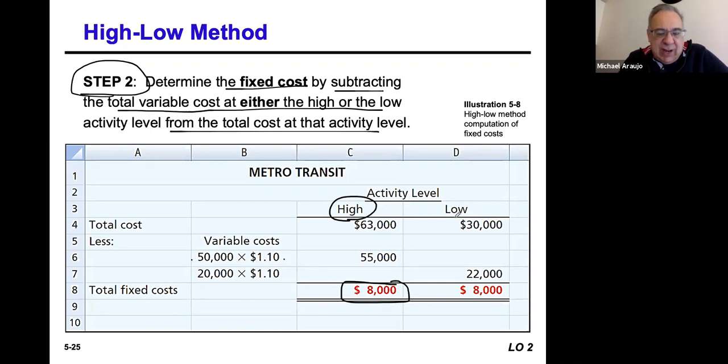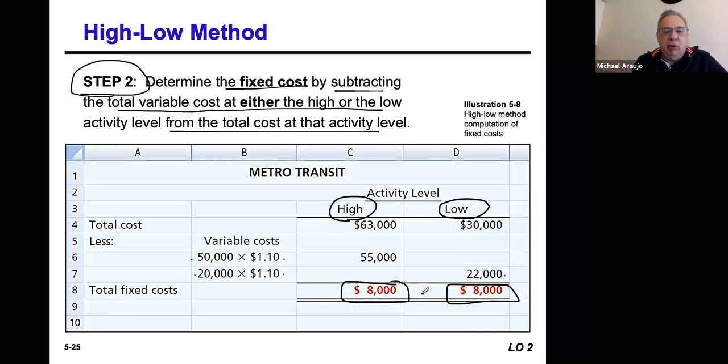If it's true for the high end, it's true for the low end as well. $30,000 was the total cost. We subtract out the 20,000 miles at $1.10 per mile, which is $22,000, and lo and behold, the total fixed costs match. It's $8,000. So now we know what the fixed cost is by subtracting the variable costs that we did in step one from the total cost.